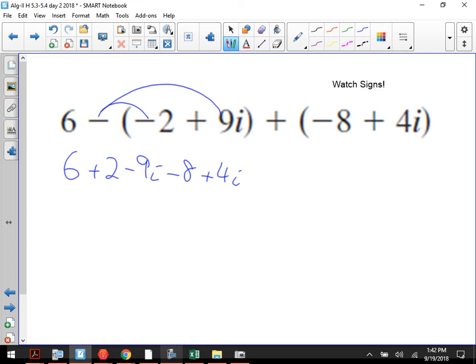Take care of the real numbers first. 8 minus 8 is 0. Okay? Negative 9i plus 4i. And there's your answer. Do you have to put a 0 in front of that for a proper complex form? No, 0 is the absence of value. It's not the absence of absence.